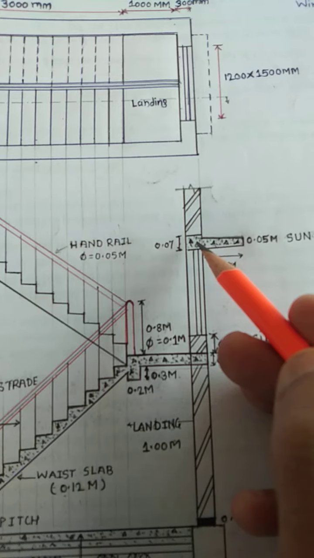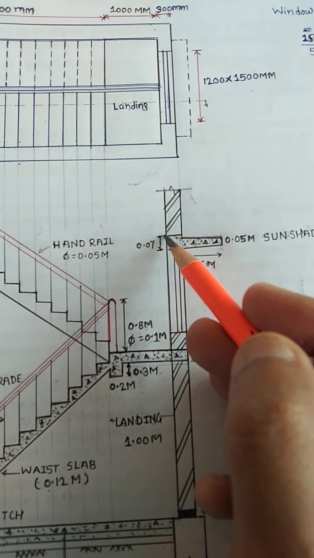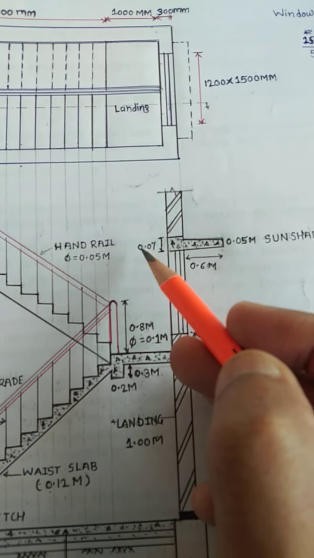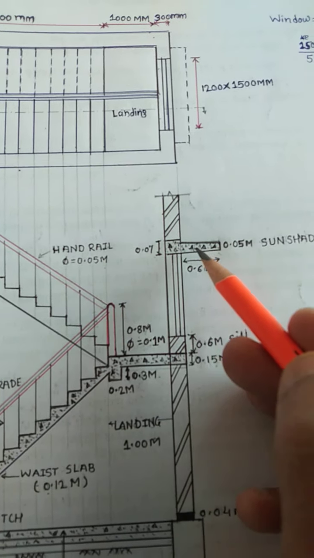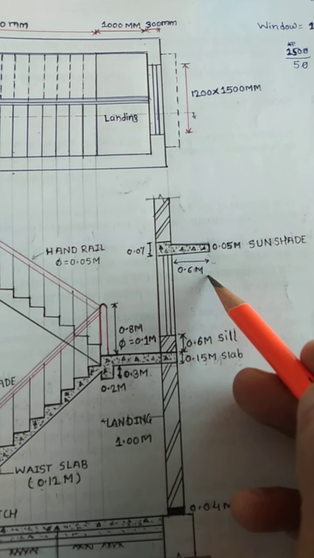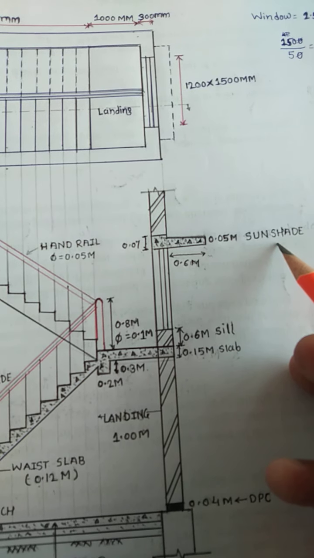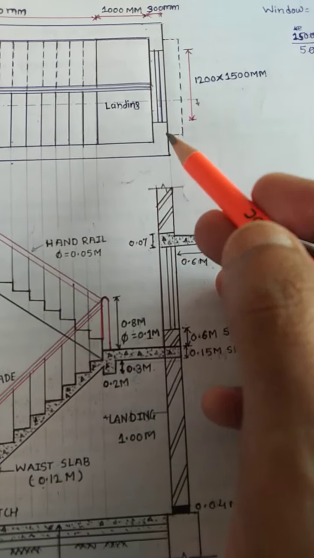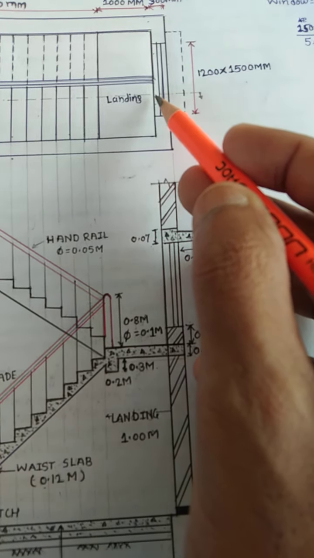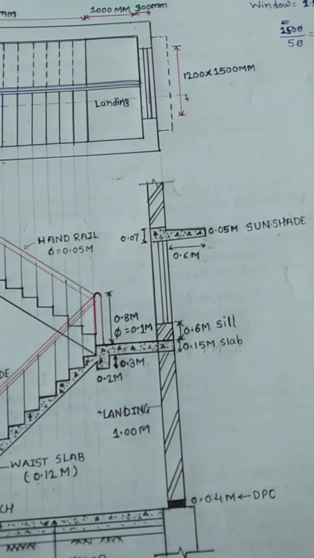Then above which the sunshade or the chhajja has been drawn. And here it is a beam of 0.07 meter, and the dimension of the sunshade is given over here, 0.6 meter width and thickness 0.05 meter. Okay, and it is a concrete portion. The cutting line is passing through it, so that's why it is also a concrete portion seen over here.